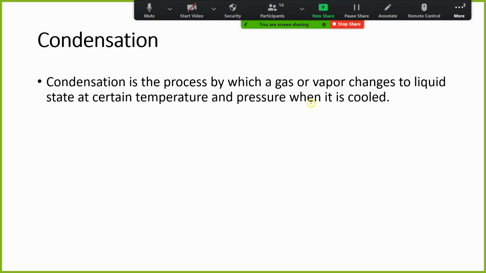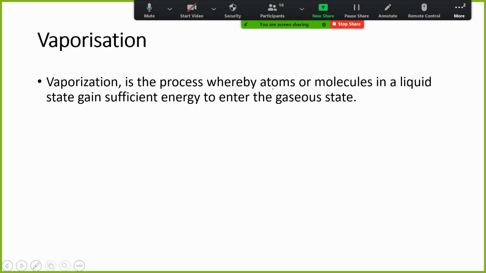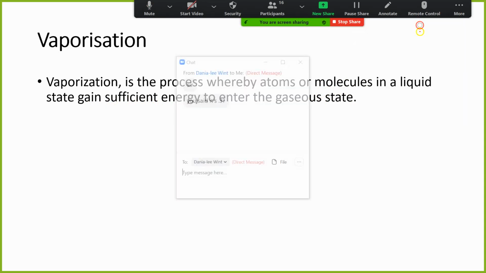Is that the process through which... oh, let me say something. Oh, sorry about that. Yeah, vaporization, right, is that process whereby atoms or molecules in a liquid state gain sufficient energy to enter the gaseous state. All right.